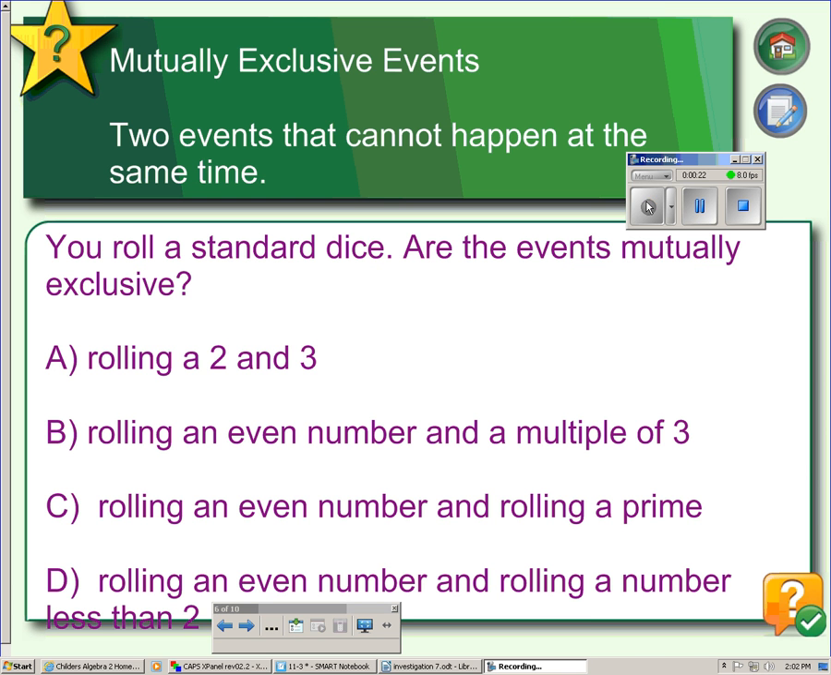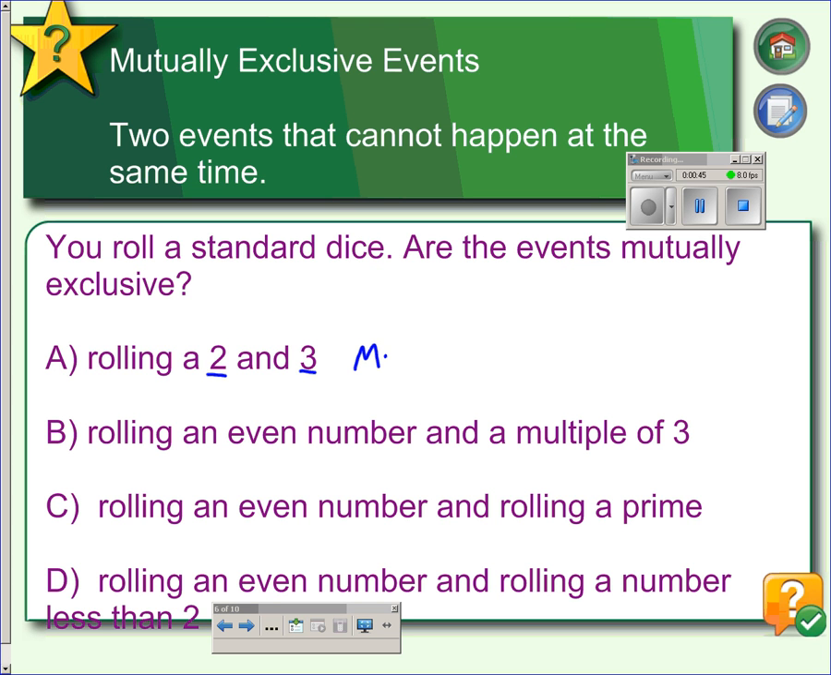So, for example, if we roll one standard number cube, can we roll a 2 and a 3 at the same time? So 2 would be an event and 3 would be an event. Can we get a 2 and a 3 on one die at the same time? The answer is no. So that means since we cannot get them at the same time, these events are mutually exclusive, which I will abbreviate as ME.